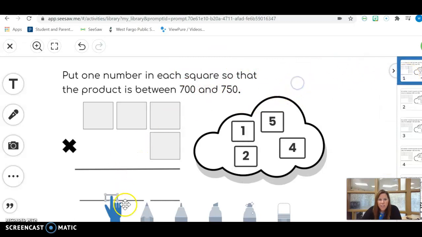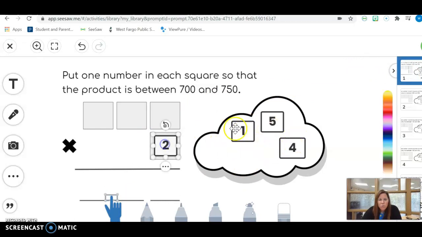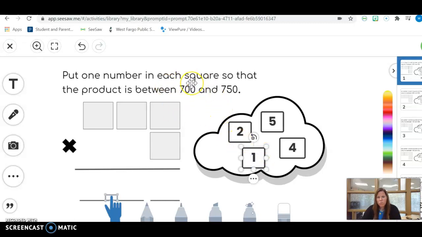All right? And then you're going to want to click on the little hand pointer, and then you're going to want to move your numbers. Now, I actually would have a scratch piece of paper out, and I would try a couple different things to get me between the product of 700 and 750. That's what I would do.